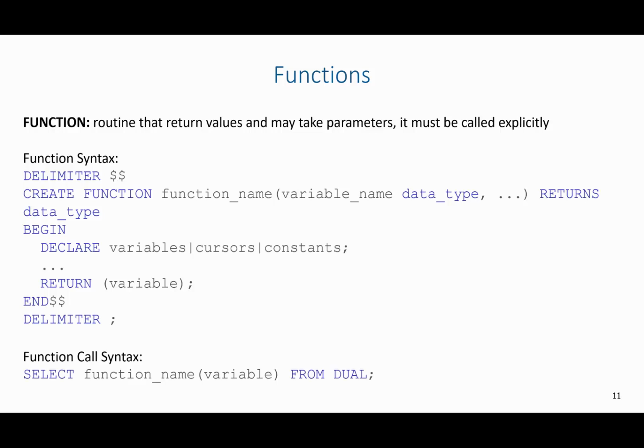To specifically call a function, we're going to say select function name and then the variable from dual. So if you remember, if we wanted to use the sum function, we'd say select sum and then the variable from a table. So we can do the same thing when selecting a function that we've created in our database.